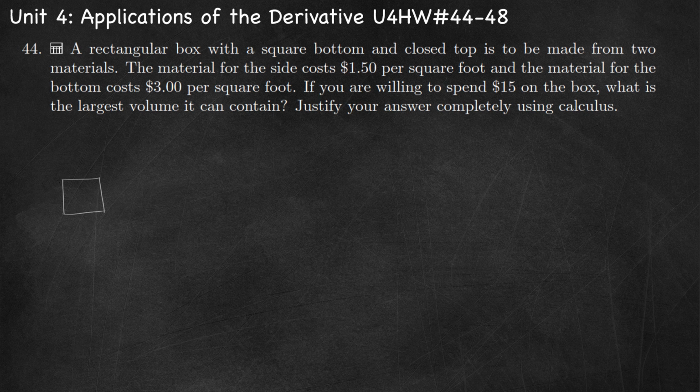So let me go ahead and draw the box. It's got a square bottom. Mine looks like a cube, but it doesn't necessarily have to be a cube. Closed top means we have a top and a bottom, and it's going to be made from two materials.